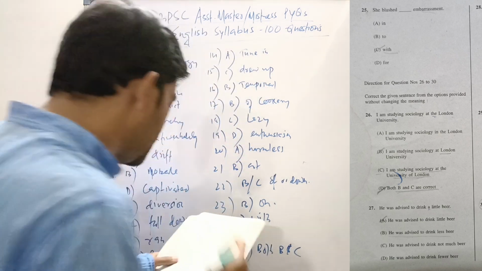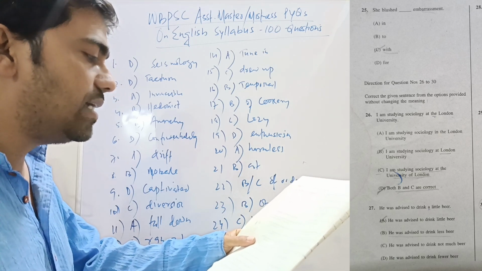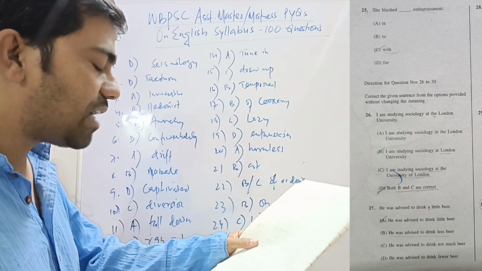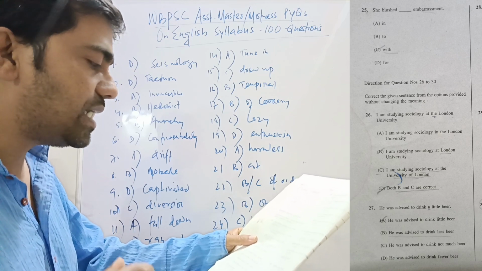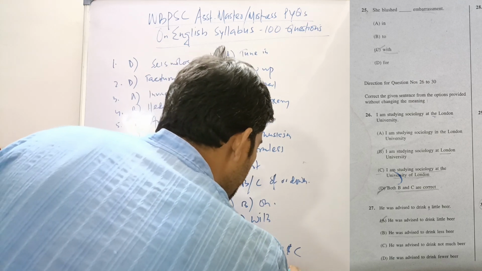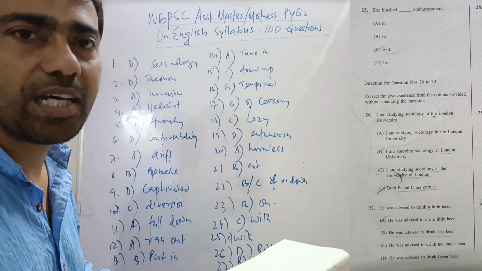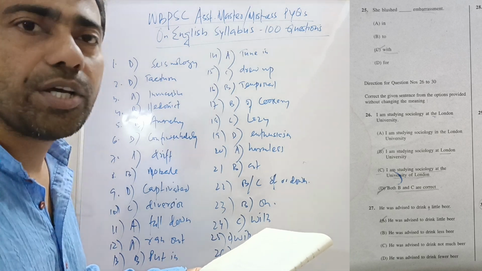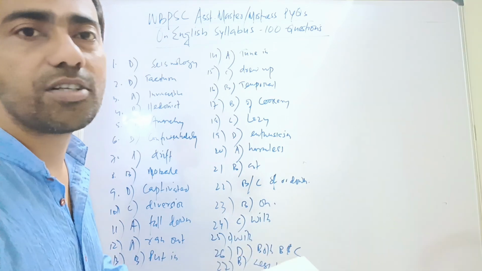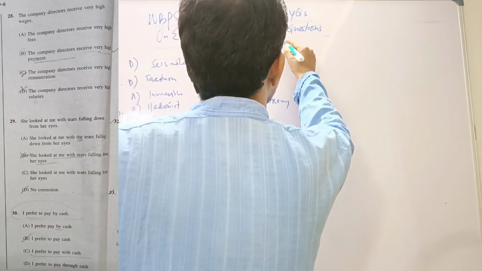Okay, 27, what is it? He was advised to drink a little beer. So without changing the actual meaning, he was advised to drink little beer, no. He was advised to drink less beer, yes, B number, less beer. Little beer is equivalent to less beer, not fewer beer. Fewer will be appropriate for countable things, and less will be appropriate for uncountable ones, especially uncountable.